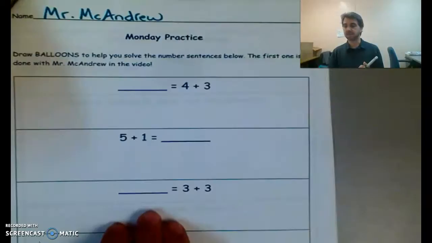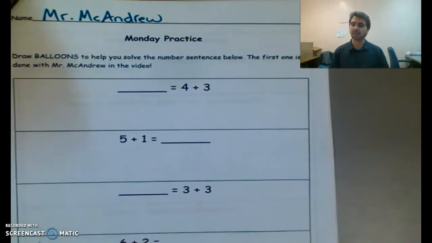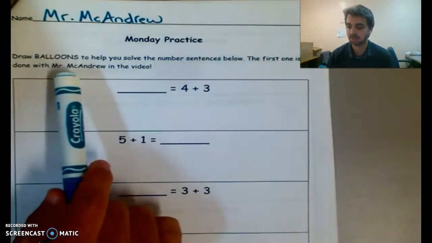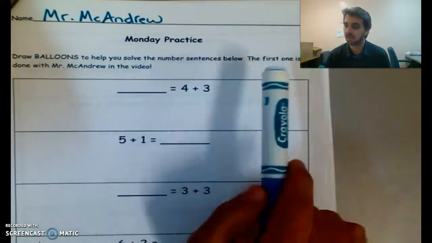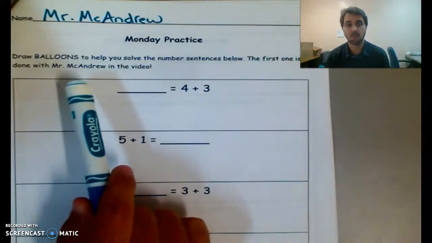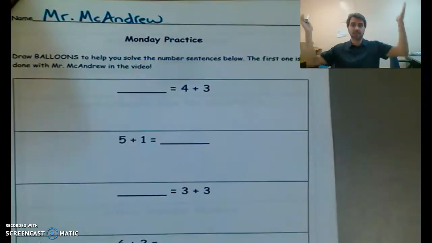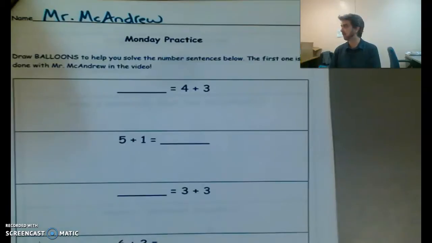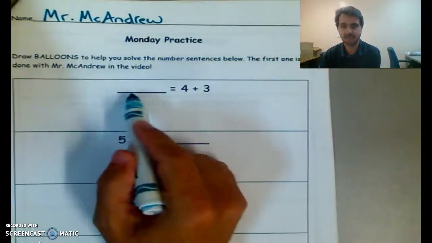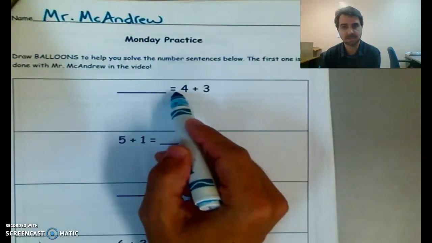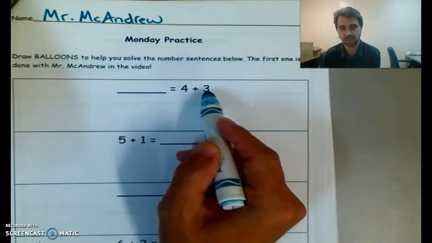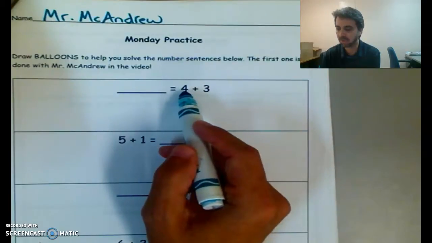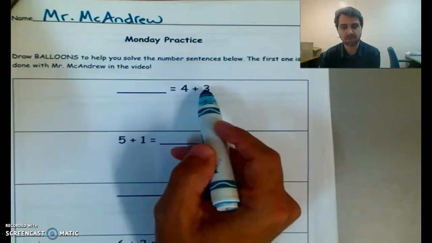Okay. All right, so let's read it. It says, draw balloons to help you solve the number sentences below. The first one is done with Mr. McAndrew in the video. Well, here I am. All right, so let's do it. Okay, so, this says blank line is the same as 4 plus 3. Okay, so we want to do 4 balloons and add on 3 more balloons.